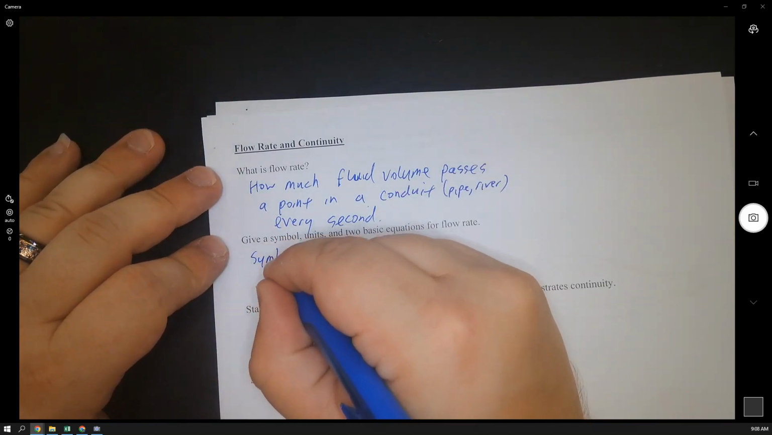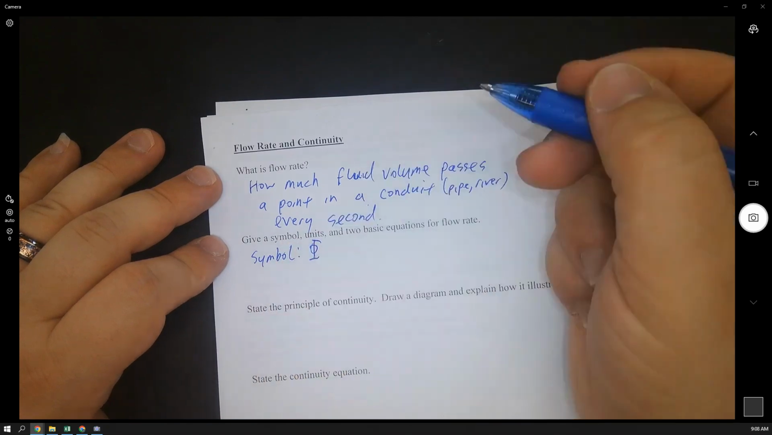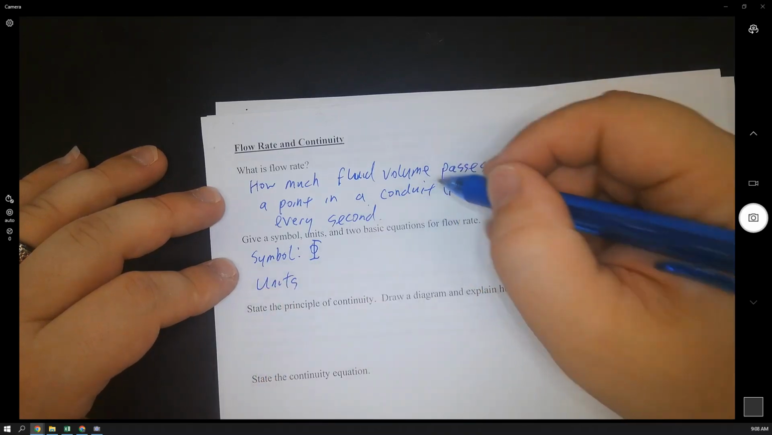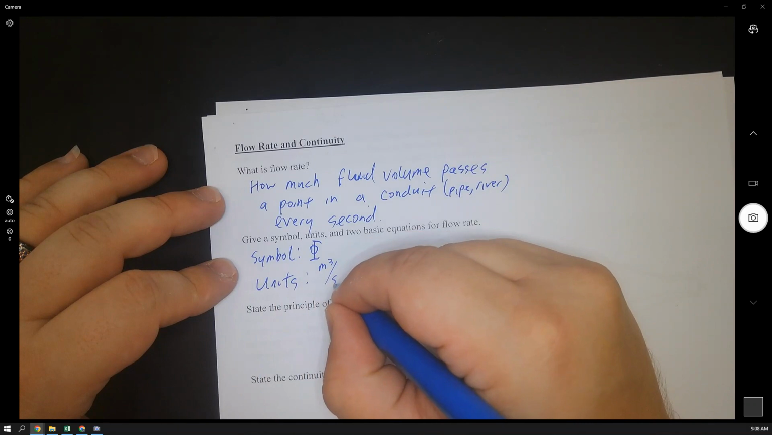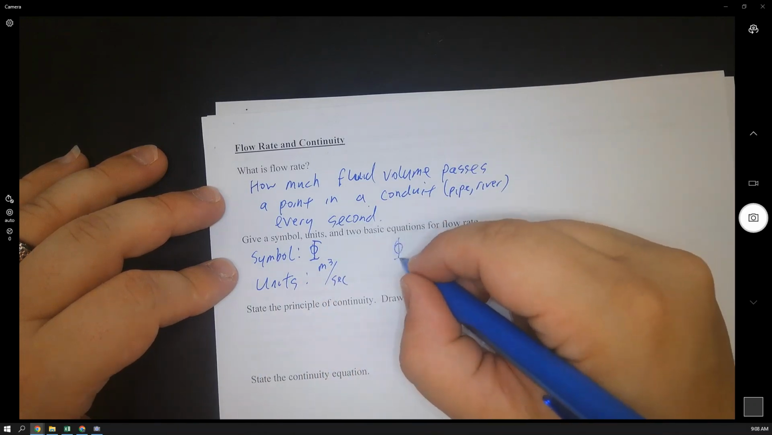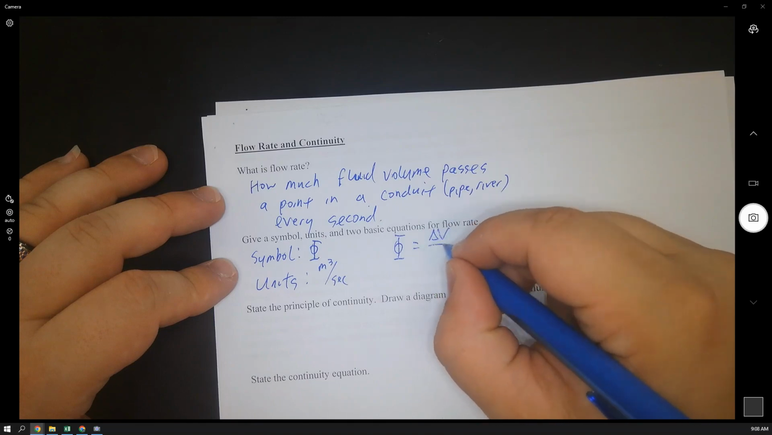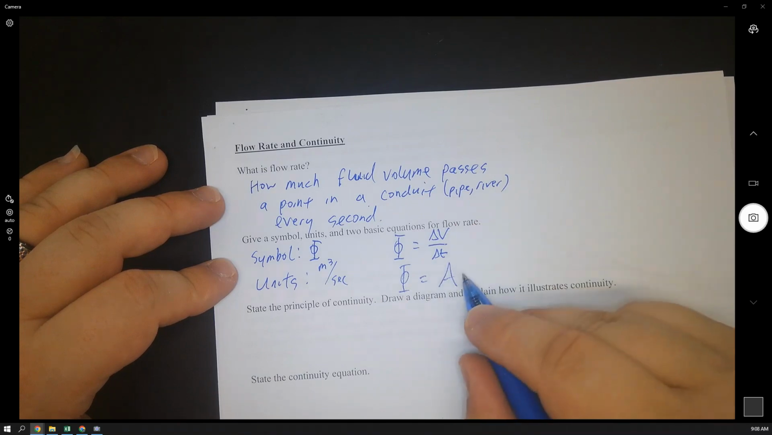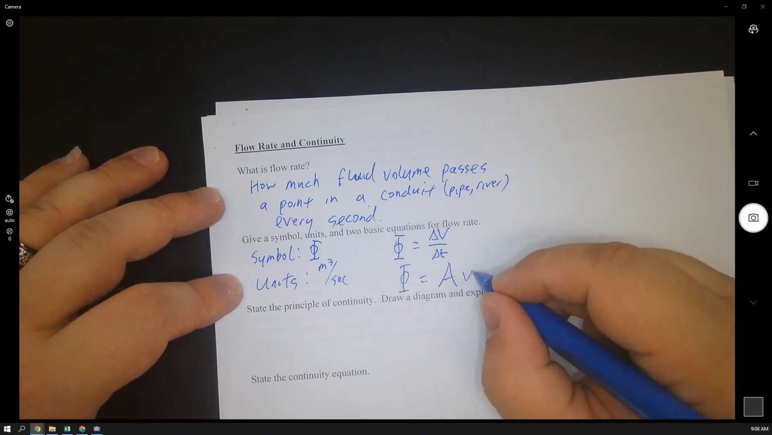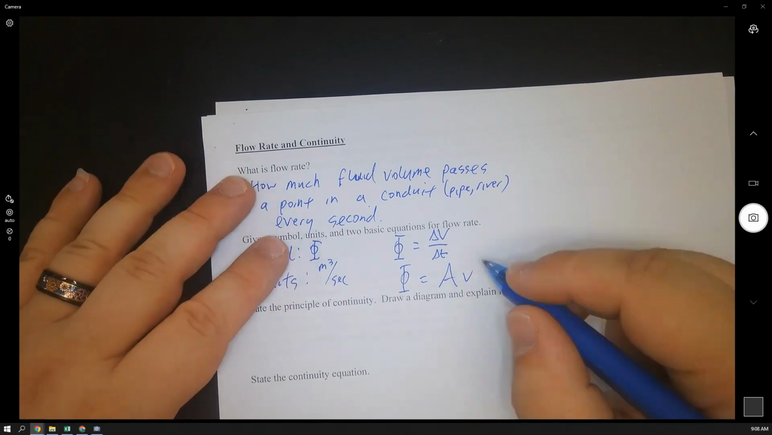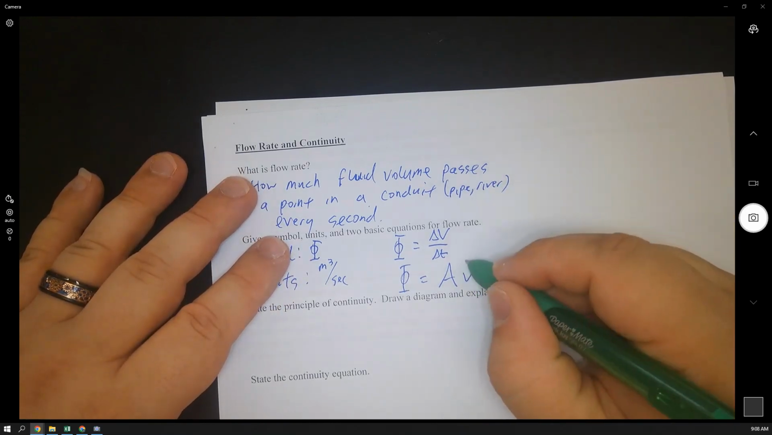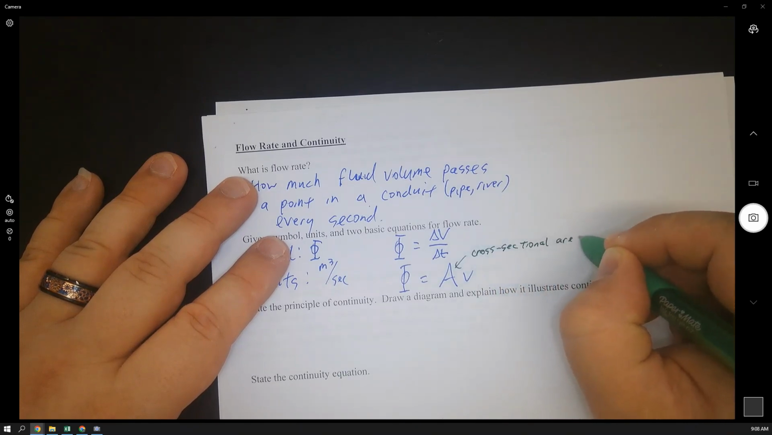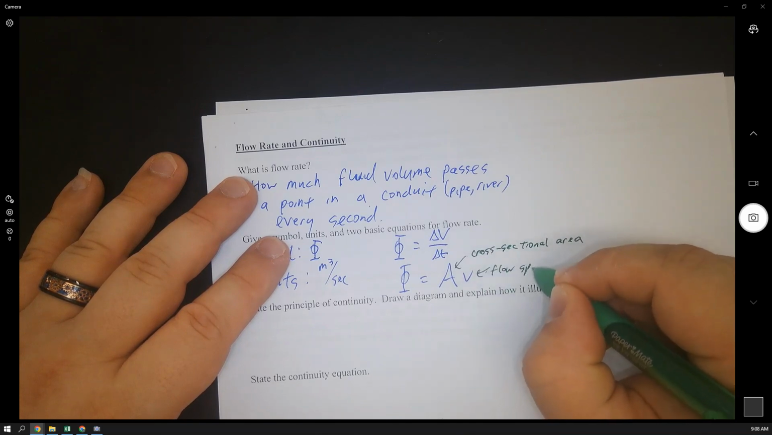Now, there's no well-defined symbol for flow rate. The symbol that I personally use is capital F for flow, or whatever kind of thing. The units are volume every second, so that'd be cubic meters per second. Okay, and two basic equations. Flow rate is delta volume over delta time, but flow rate is also the cross-sectional area of the fluid times the velocity of the fluid, the flow speed, right? So I'm going to label this the cross-sectional area, and V is the flow speed, okay?